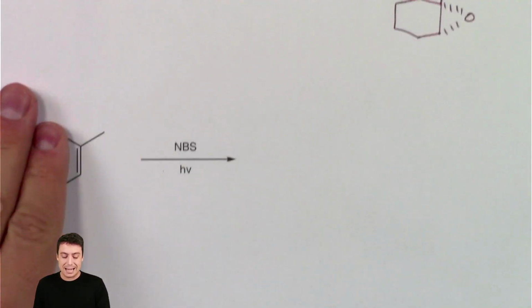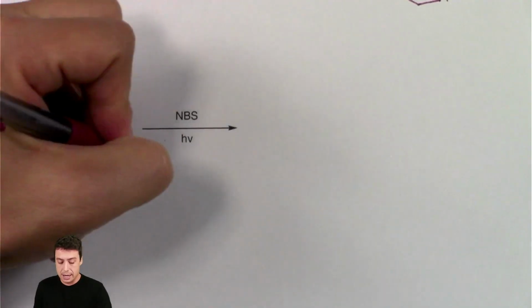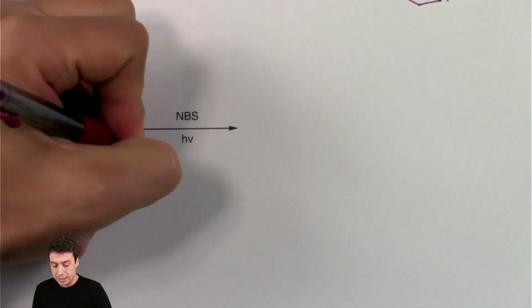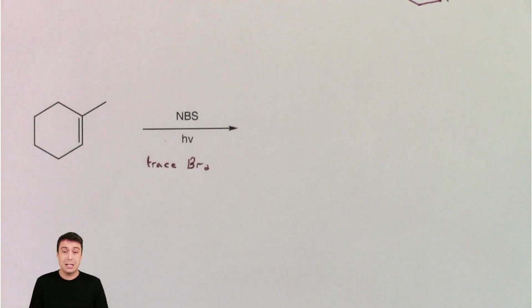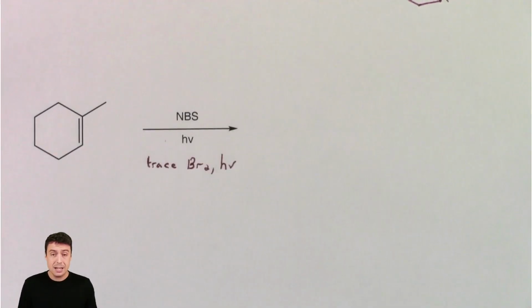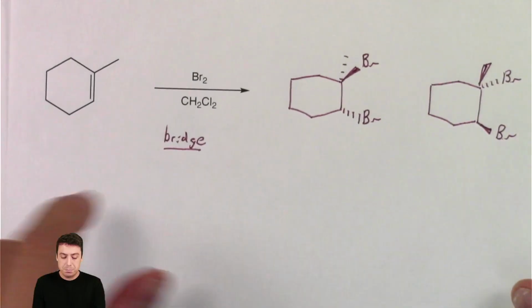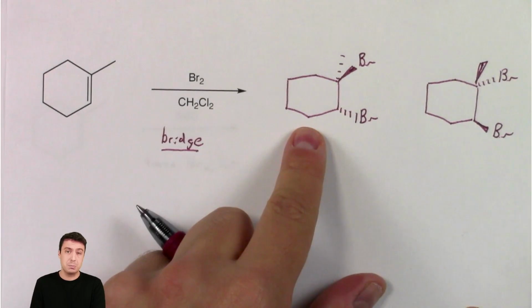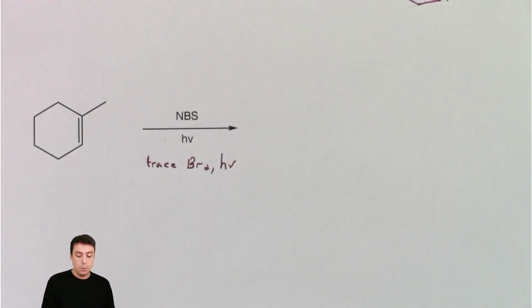What about NBS and light? So this is a little bit ugly. You could see this written as a little bit of Br2, like trace Br2. If you've seen that, trace just means trace amounts, a little bit of Br2 and light. The idea here is we want to avoid a bunch of Br2 and light, because it would potentially give us some of this product, since Br2 reacting with a double bond could give you this. So to avoid that, we want just a little bit of Br2 and light.